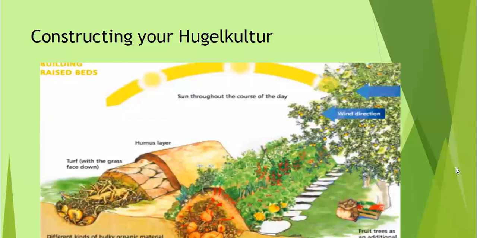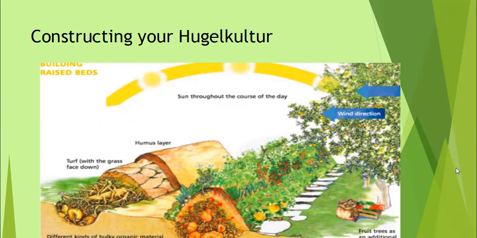Here's an example of a Hugelkulture mound. And again, showing the hardwood at the bottom with smaller twigs on the next layer. This is showing turf with the grass face down if you're using sod, followed by the humus or compost. And as it grows, the one on the right is what it ends up looking like.